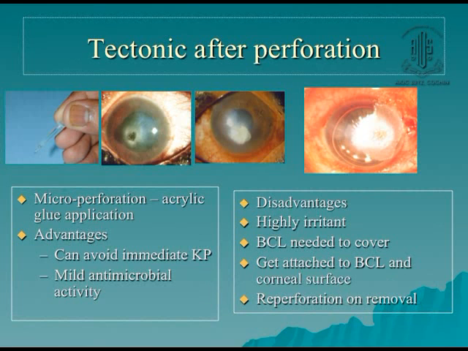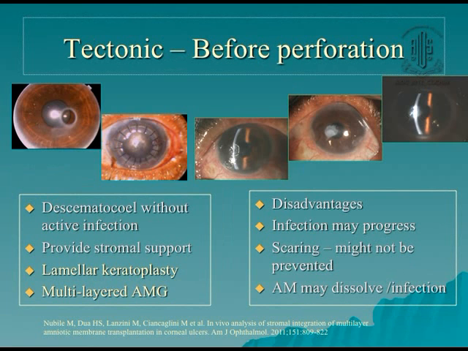And the tectonic, that is, it can be done either before perforation or after perforation. So before perforation, in the case of descemetocele, again infection control, but the stromal destruction is so much, it's bad the Descemet's membrane. So to prevent any further perforation or endophthalmitis or other problems, we have to give tectonic support here.